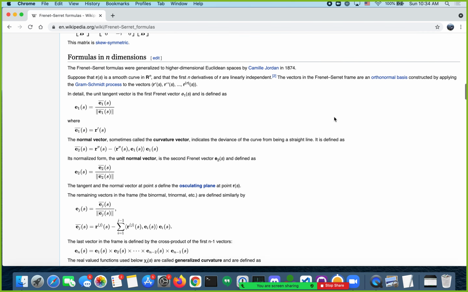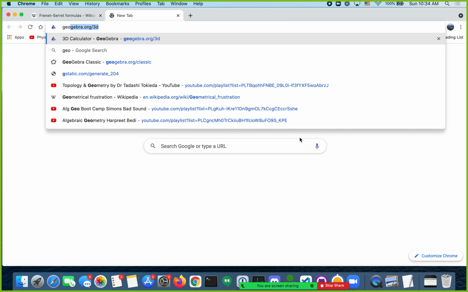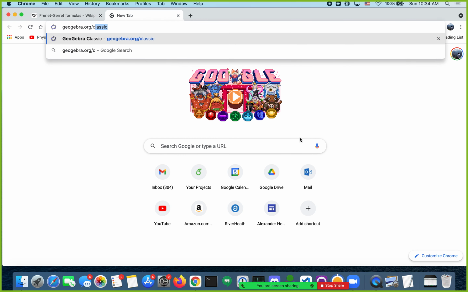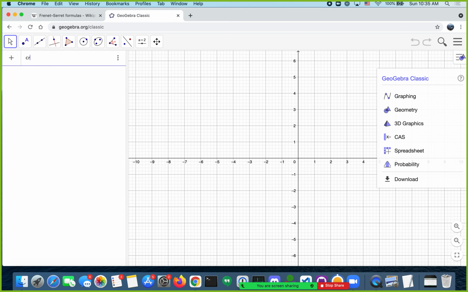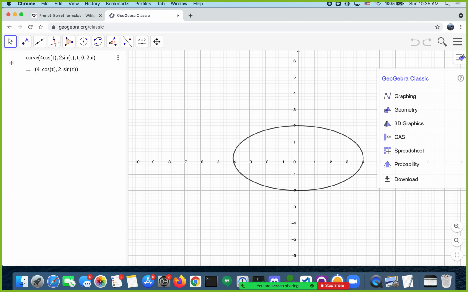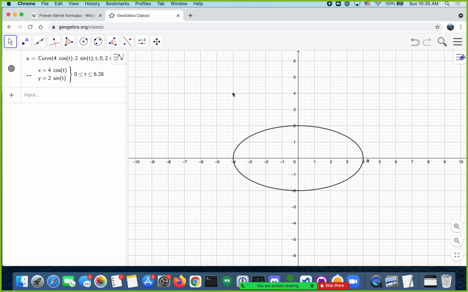And so let's actually do this together. So GeoGebra.org, I'm going to go to the classic GeoGebra. And let's make a curve, and let's have it be an ellipse. So we're going to take 4 cos of t, 2 sine of t. And we're going to say the variable t goes from 0 to 2 pi. This is just the syntax in GeoGebra. Okay, how do I get rid of this? Okay, good. So there's my ellipse.